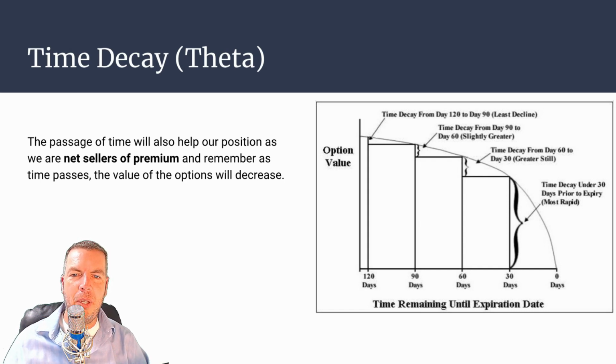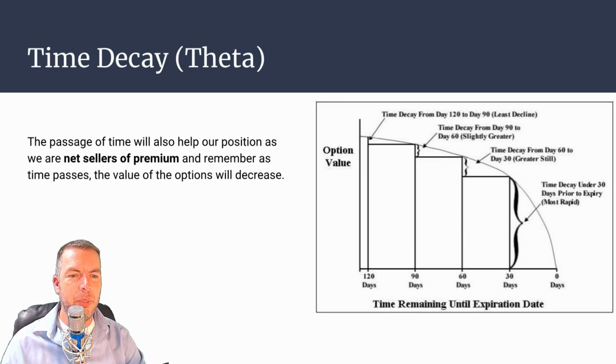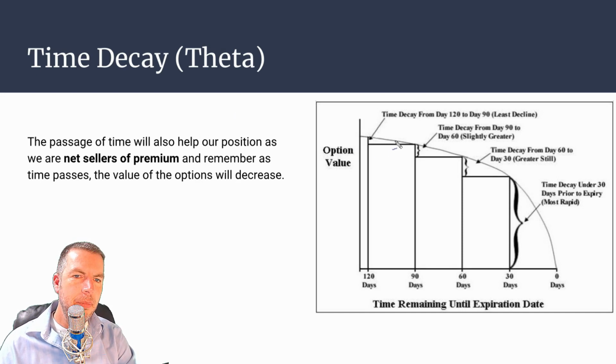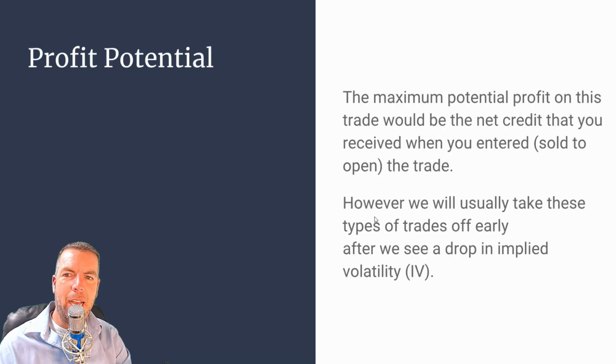So the passage of time will also help our position, as we're net sellers of premium. And remember, as time passes, the value of the options will also decrease. So remember, when we sold this trade, we want to buy it back at a lower price. As time goes on, the value of all those options is going to start to decrease, and hopefully we'll be able to buy that back at some point at a lower price than what we sold it for. So time is on our side.